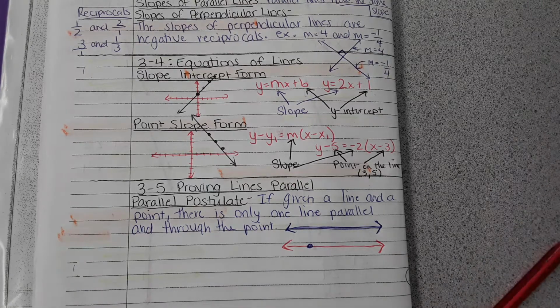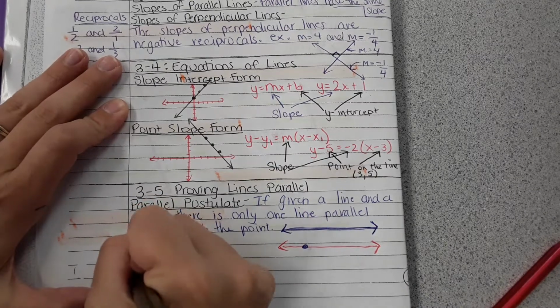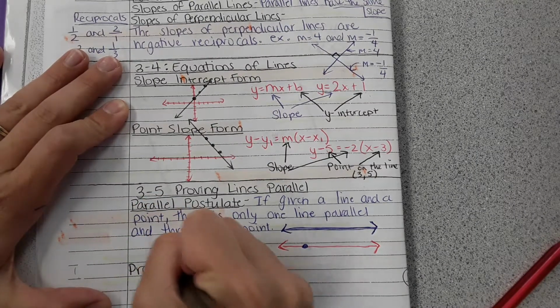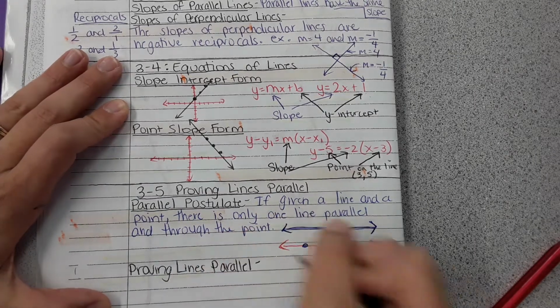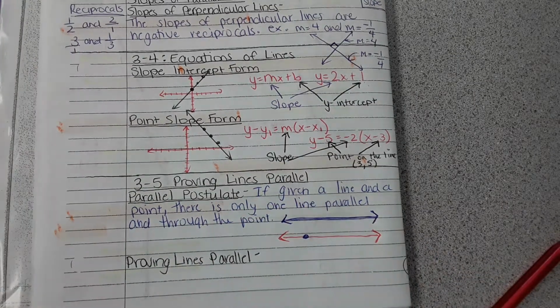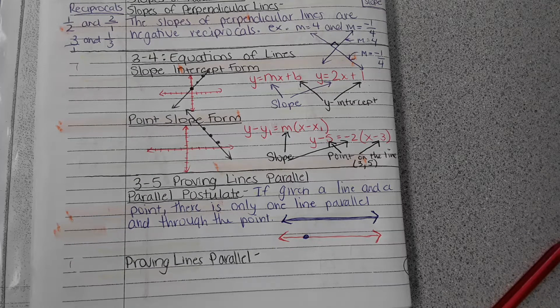Okay, second part, proving lines parallel. We've already touched on these concepts. Proving lines parallel, we talked about corresponding angles, alternate exterior angles being congruent. We talked about alternate interior angles being congruent. But you can also use their congruence to prove that lines are parallel. For example, if corresponding angles are congruent, then you can say that the lines are parallel.